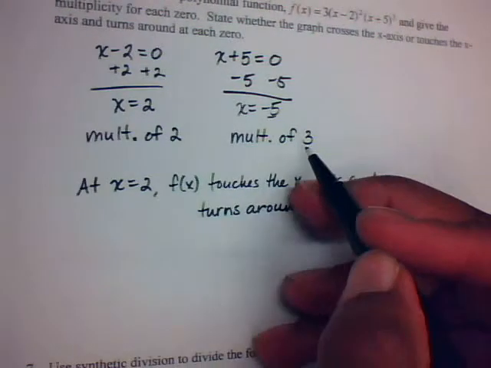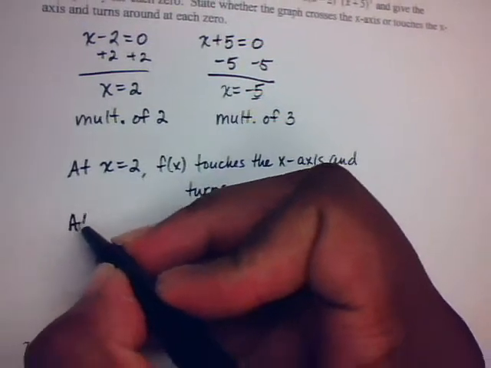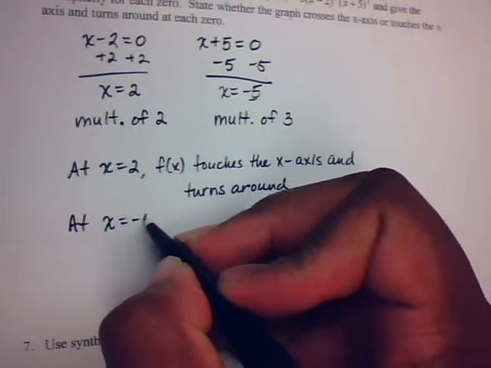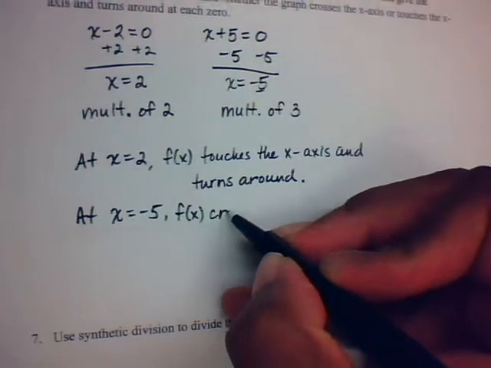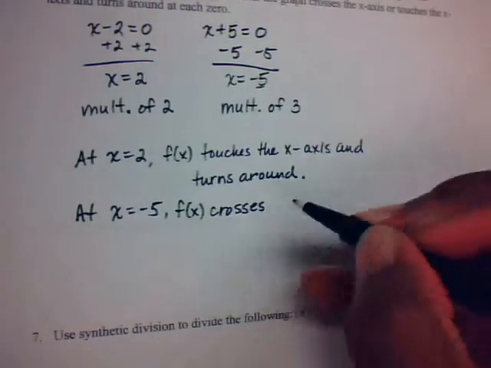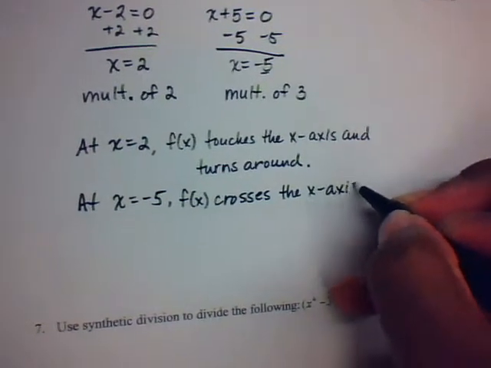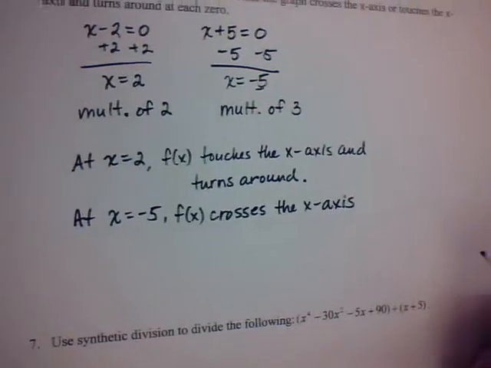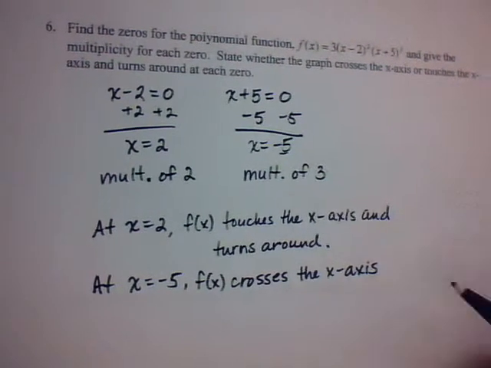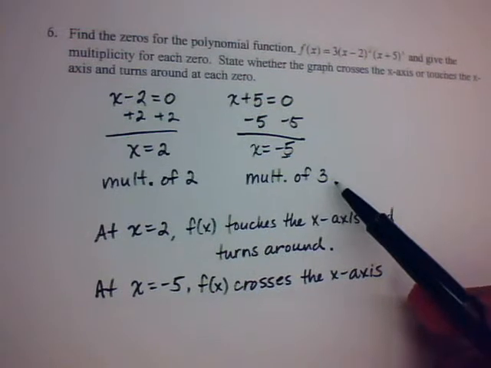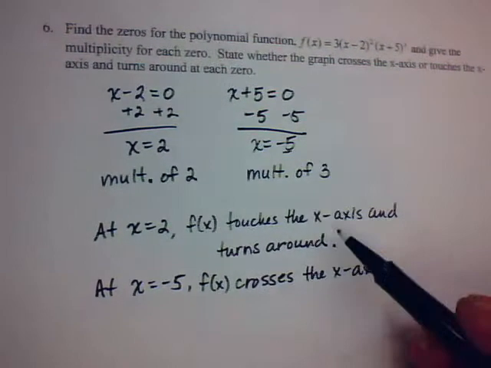Now for negative 5, we have an odd multiplicity of 3. So that means at x is equal to negative 5, with an odd multiplicity, the graph of f of x crosses the x-axis. Okay, and that's all there is to it. So you want to state the zeros, identify the multiplicities, and state the behavior at each zero.